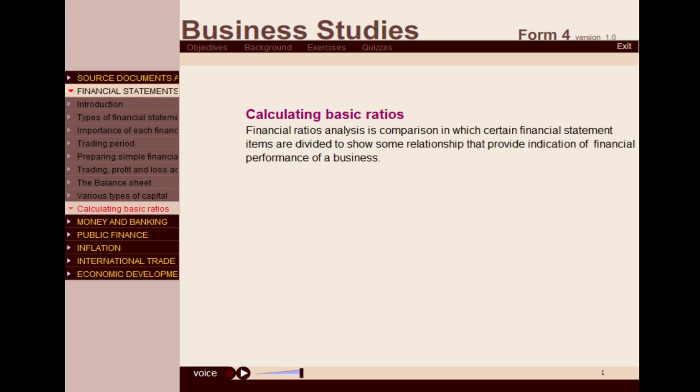Calculating basic ratios. Financial ratio analysis is a comparison in which certain financial statement items are divided to show some relationship that provides an indication of the financial performance of a business.